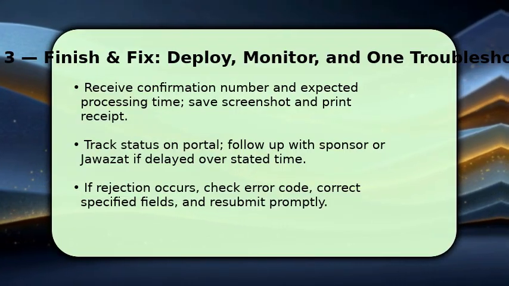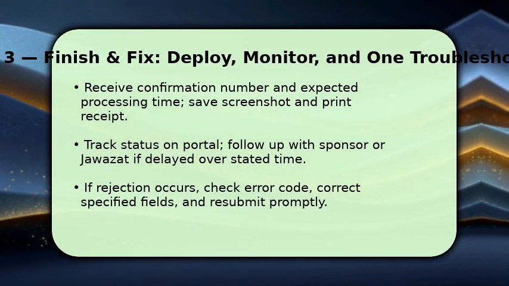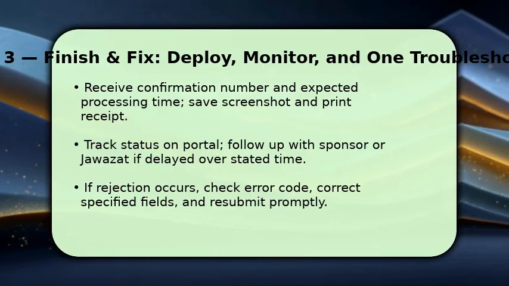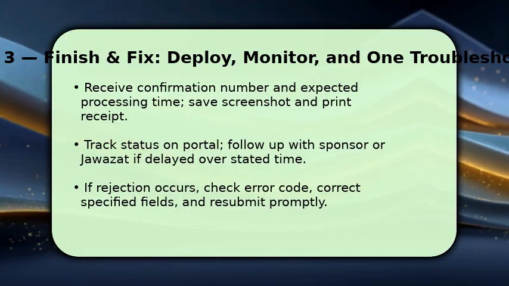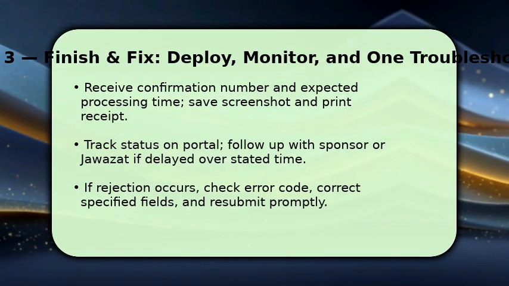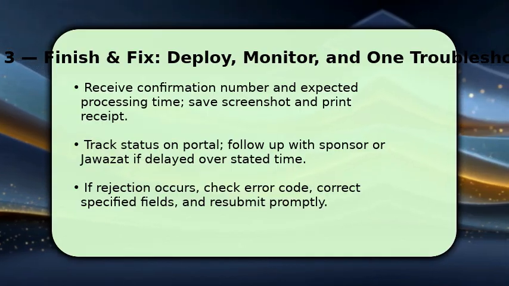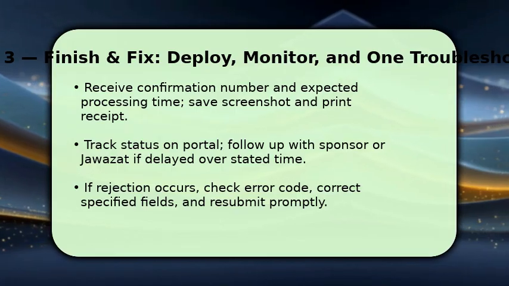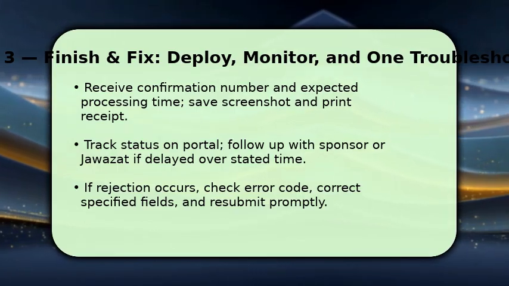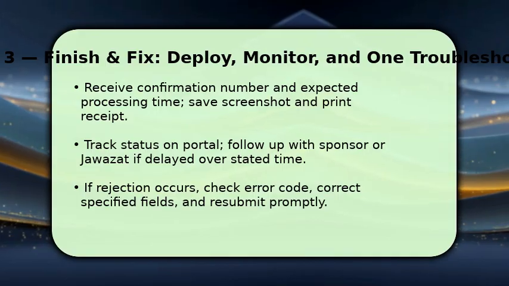Once submitted, monitor the application status in your account. Processing times vary, so check daily. If the process stalls beyond the provided timeframe, contact your sponsor or the Jawazat office with the confirmation number. If you receive a rejection, read the error note carefully, correct the exact fields mentioned, and resubmit immediately to avoid further delay.